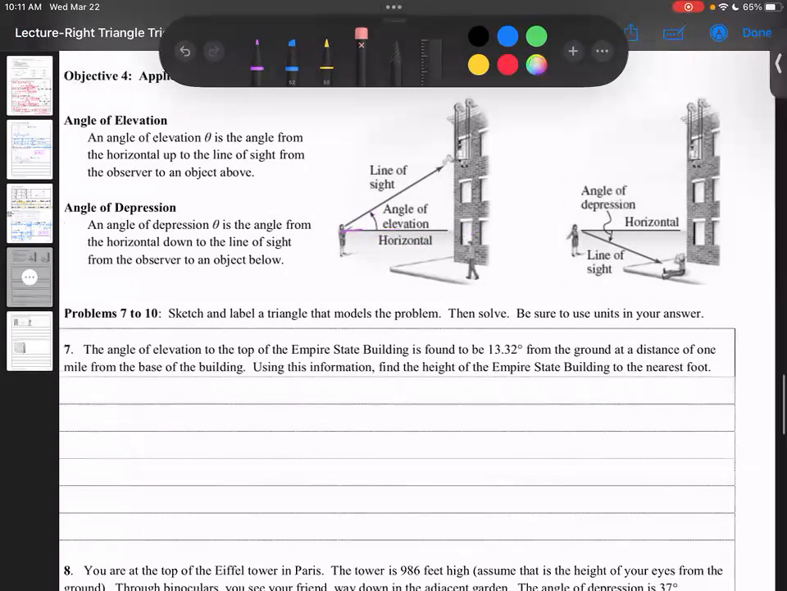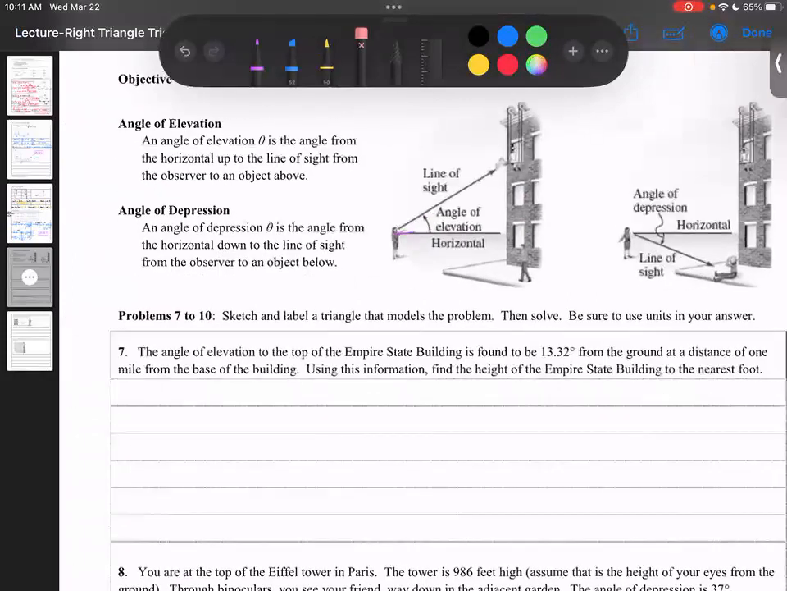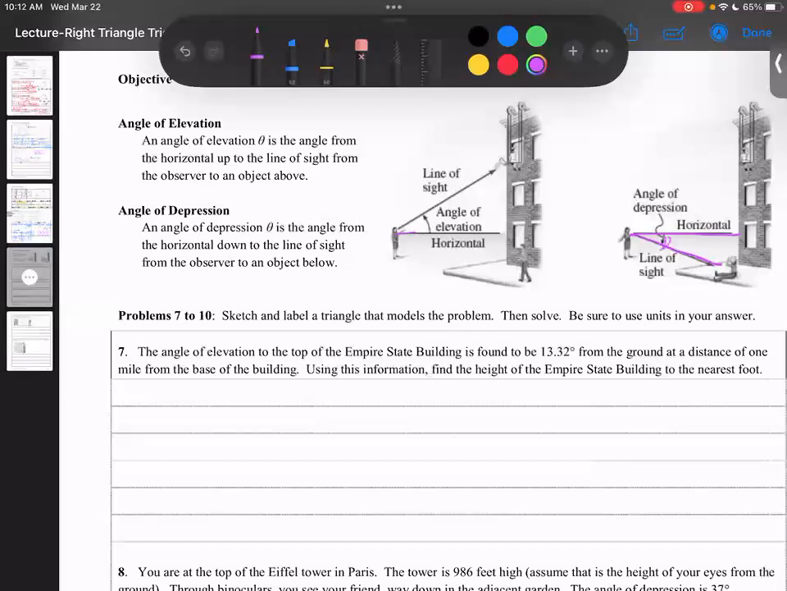Angle of depression is the angle from the horizontal down to the line of sight of the observer. So from her eyeball it's the angle below, instead of up like the elevation. So depression is she looking down. Just remember, elevation is horizontal and then up. Depression is what? You start with horizontal and then you look down, right?